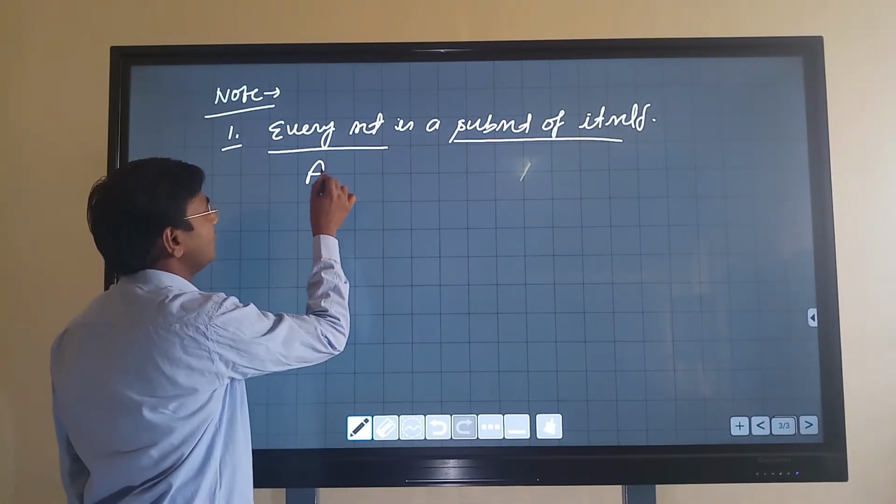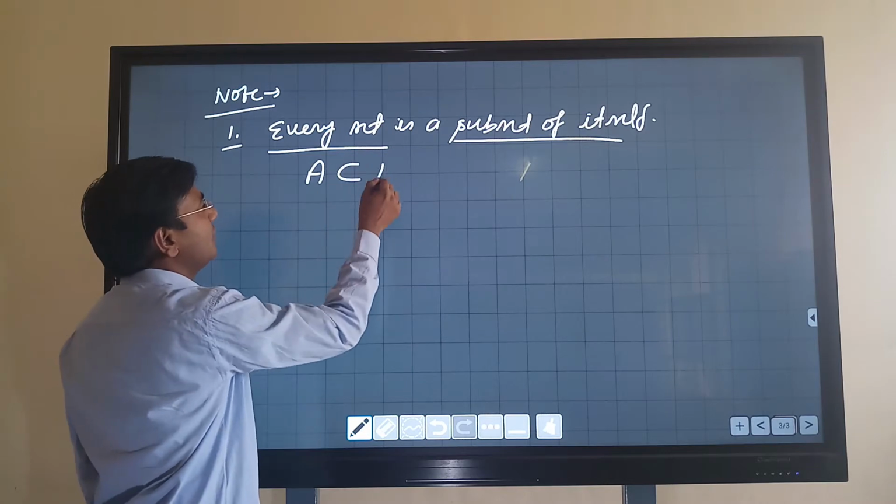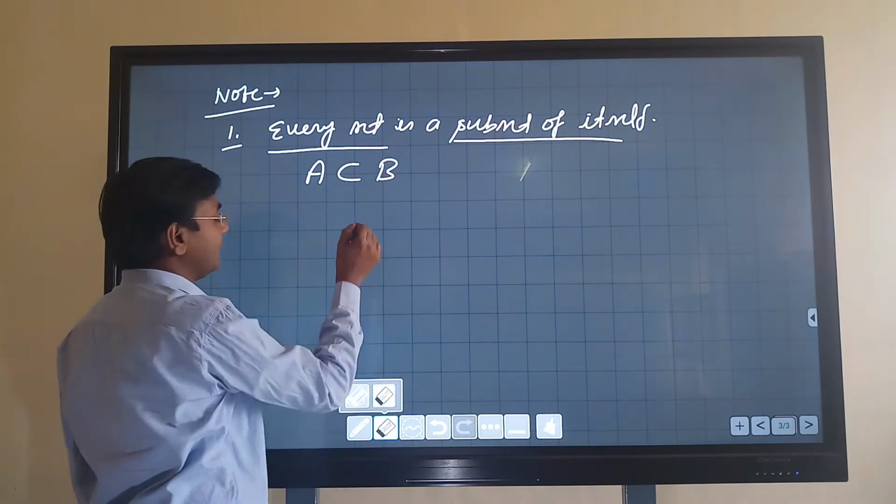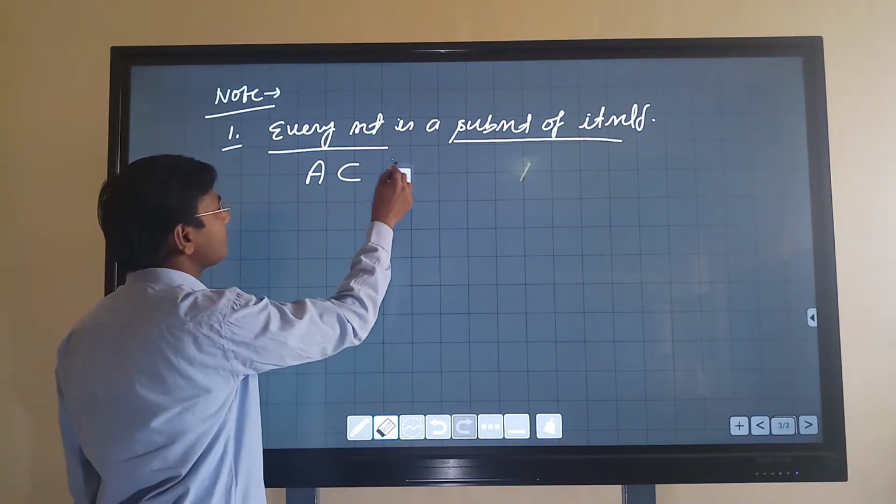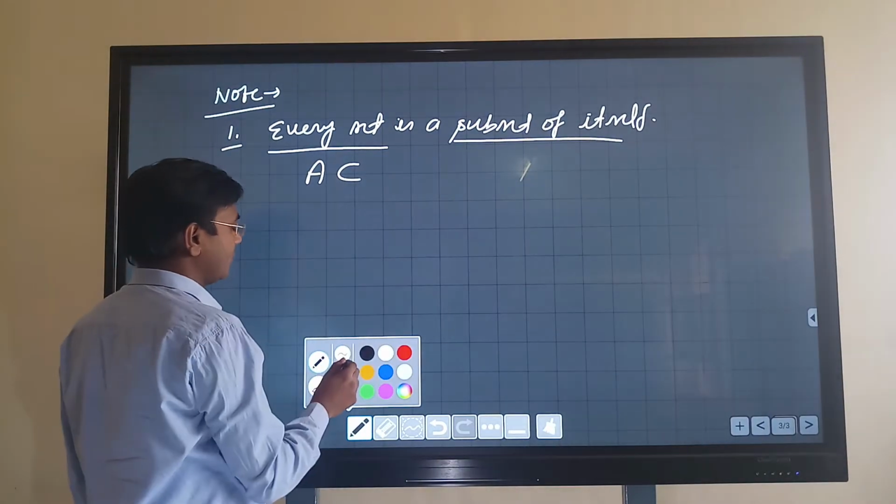Why? See, let A be any non-empty set, and it contains some elements, right?